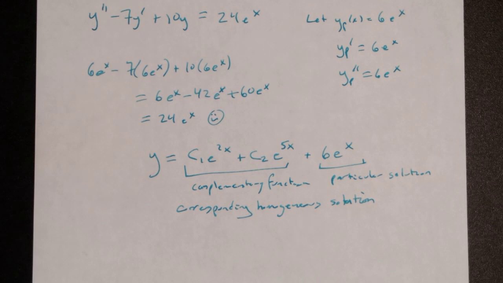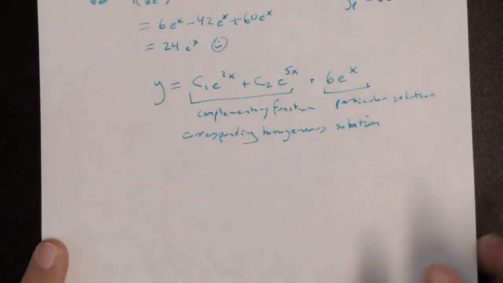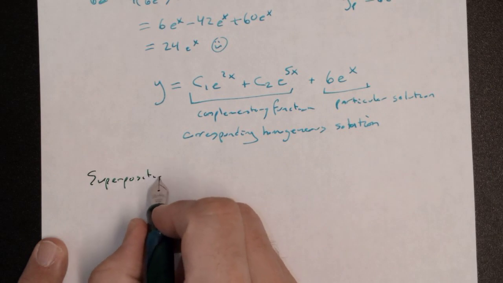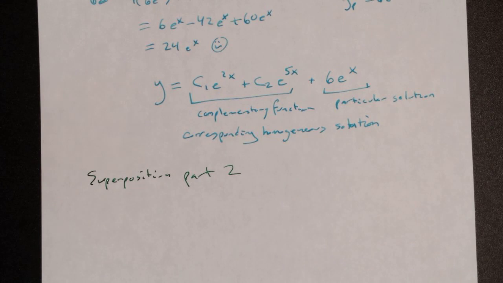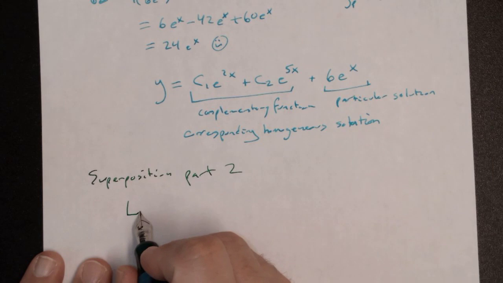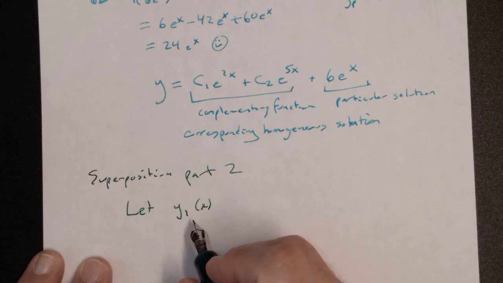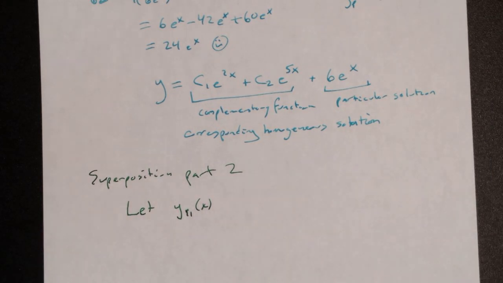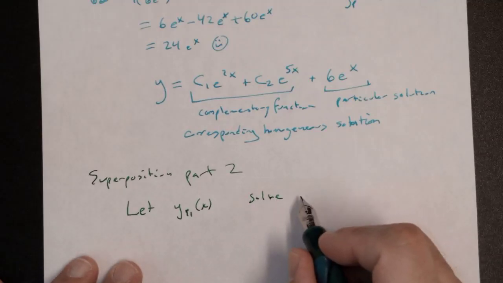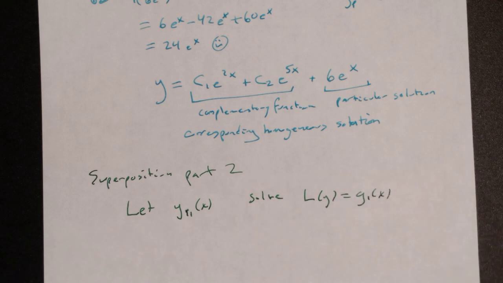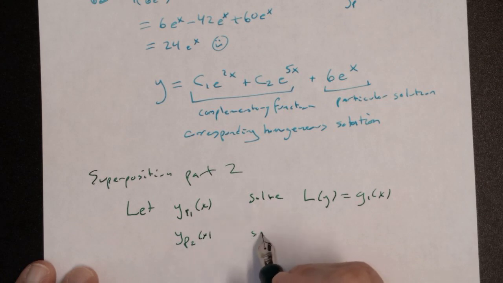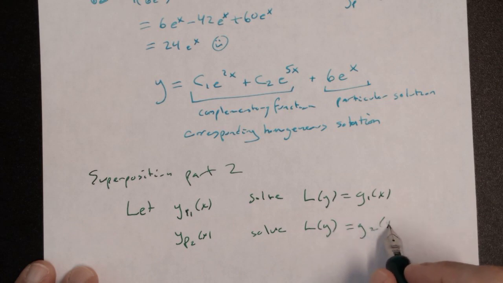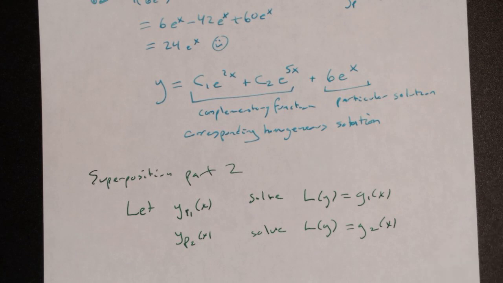Questions? I still have to figure out how to find these. But there's one more thing I should do for the general theory before I do that. Let y p1 of x solve L of y equals g1 of x. Let y p2 of x solve L of y equals g2 of x. We can do as many as you want. I'm just going to stick to 2 for the moment.